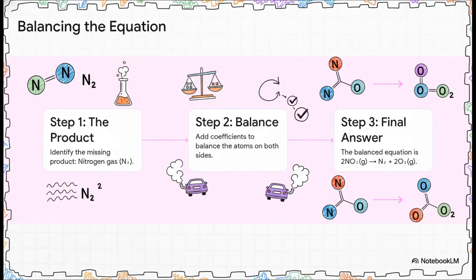So how do you get both marks? It's a 2-step process. Step 1 for your first mark is just figuring out the missing product is plain old nitrogen gas, N2. Simple. Step 2 for the second mark is all about the balancing act. You need to stick a 2 in front of the NO2 and another 2 in front of the O2 to make it all add up.